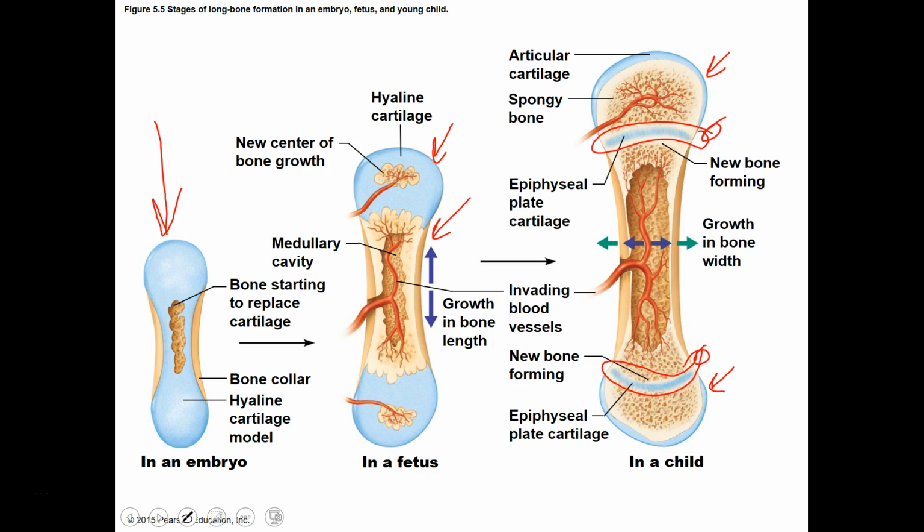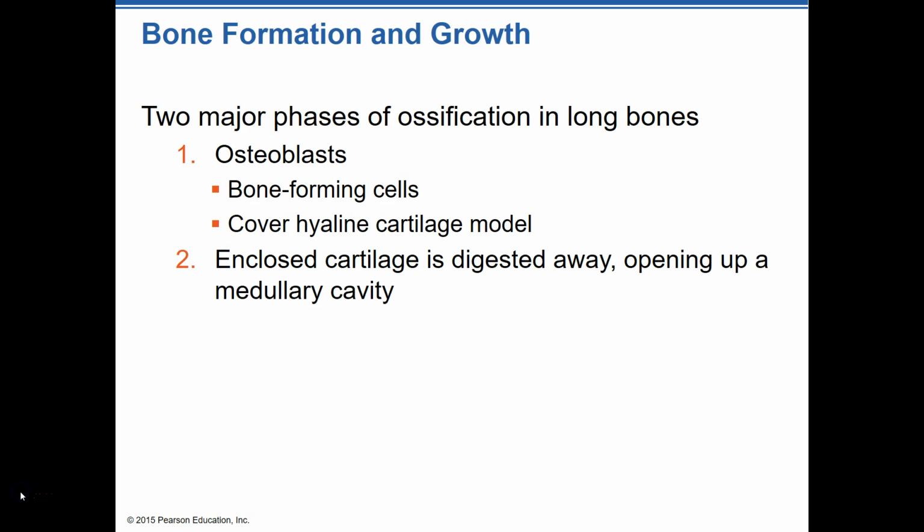Remember what's interesting about the epiphyseal plate: as more cartilage cells are produced from the epiphyseal plate, they move out further from the center of where the growth is happening, and they become calcified, or they become surrounded by the bony matrix and actually turn into osteocytes. Okay. All right, there are two major phases of ossification that happen in long bones. We have these osteoblasts, which are bone-forming cells, and they cover the hyaline cartilage model. And then we have enclosed cartilage, which is digested away, opening up the medullary cavity.